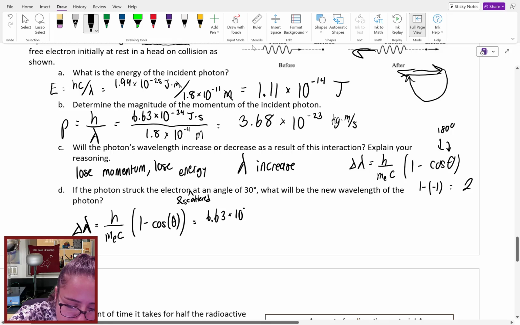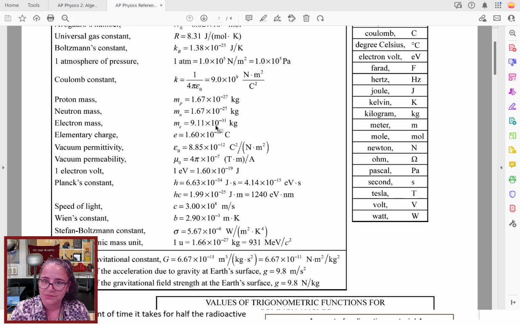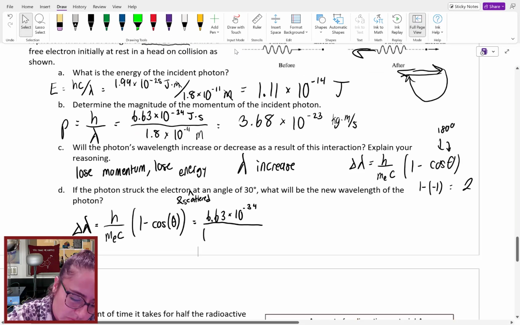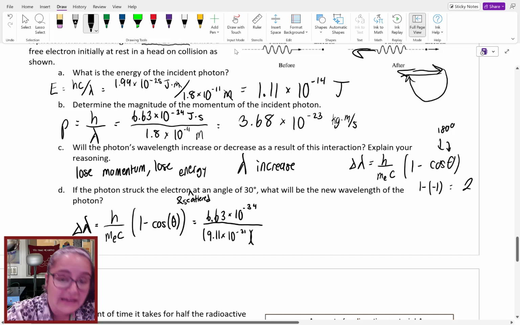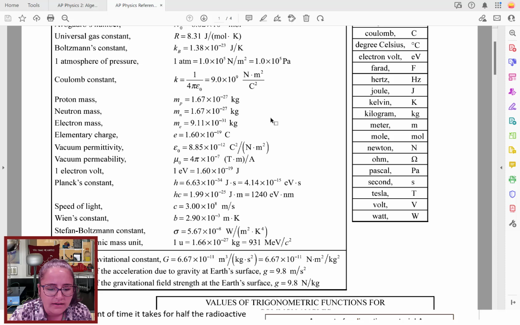6.63 times 10 to the negative 34 divided by the mass of an electron, which is 9.11 times 10 to the negative 31, times c, the speed of light, 3 times 10 to the 8th. Or do they have it as 2.99? Why do I always forget that? Yep, 3 times 10 to the 8th.